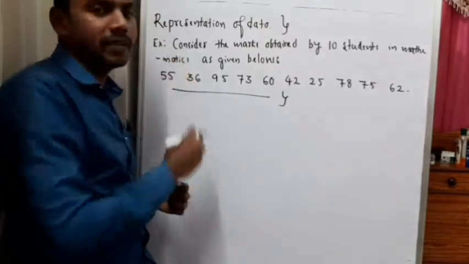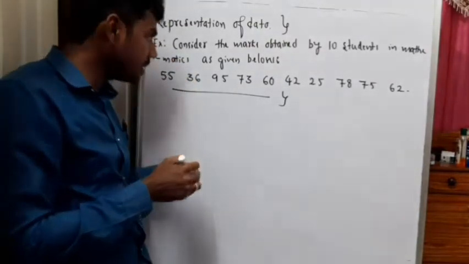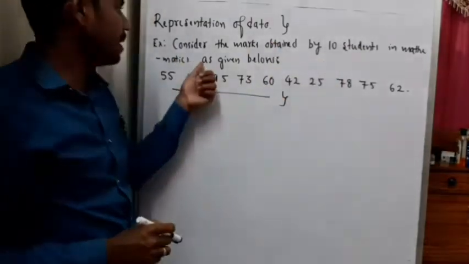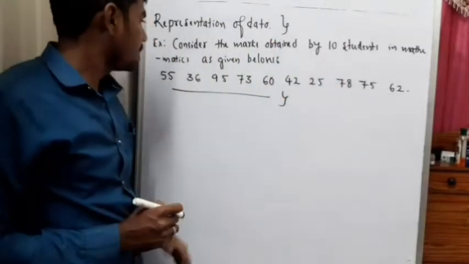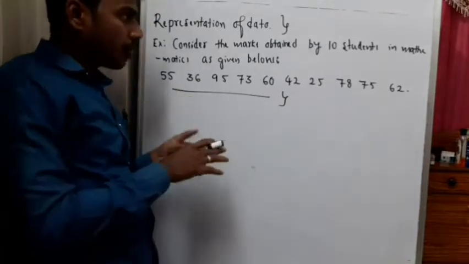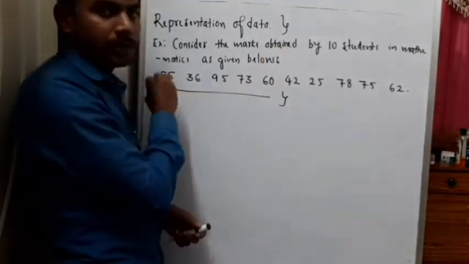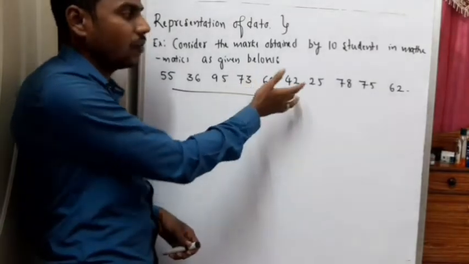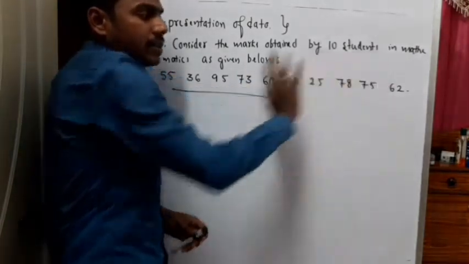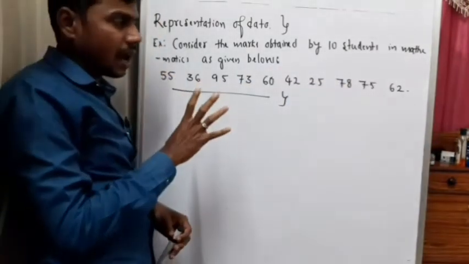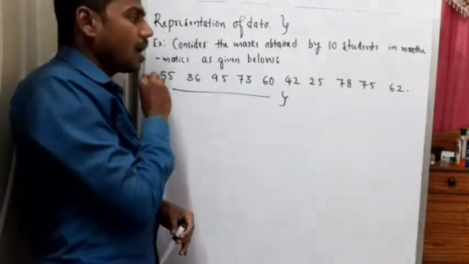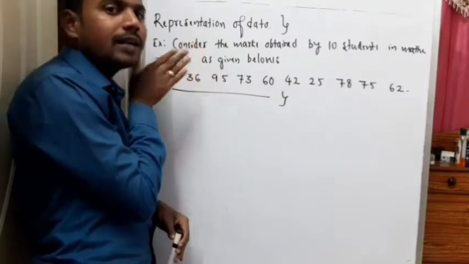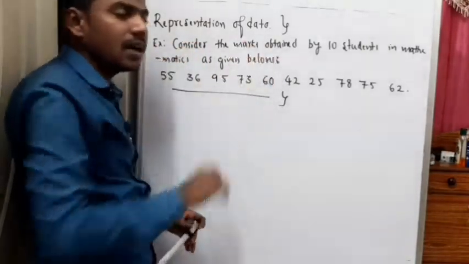For that, I have taken a few examples. The first example is, consider the marks obtained by 10 students in mathematics as given below: 55, 36, 95, 73, 60, 42, 25, 78, 75, 62. So this is ungrouped data, and it is not given in a correct order.